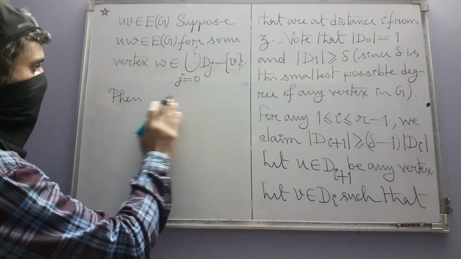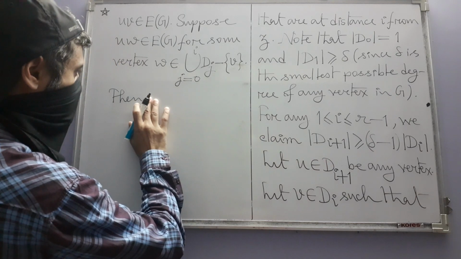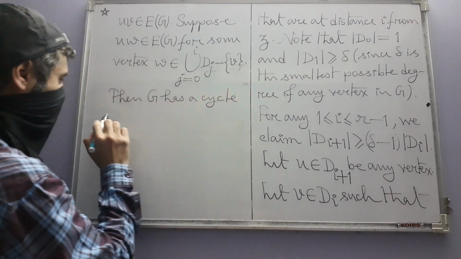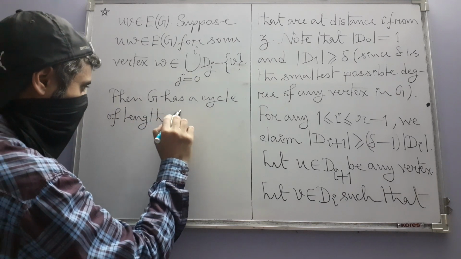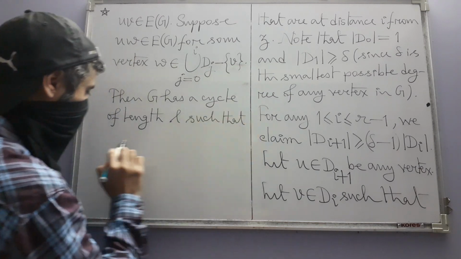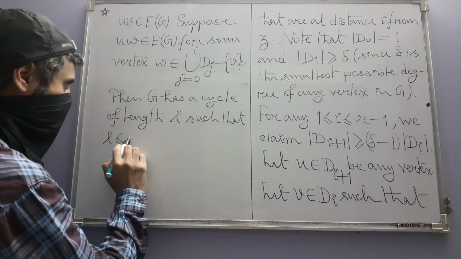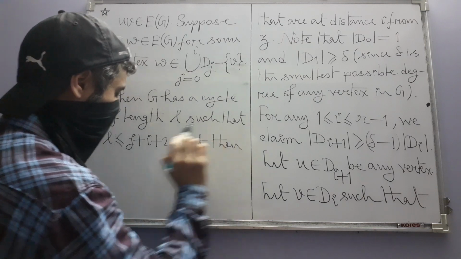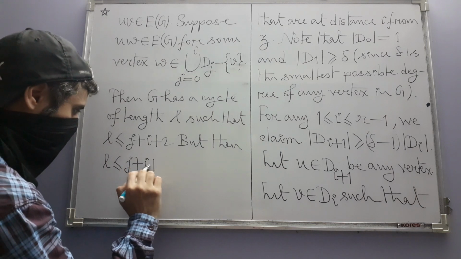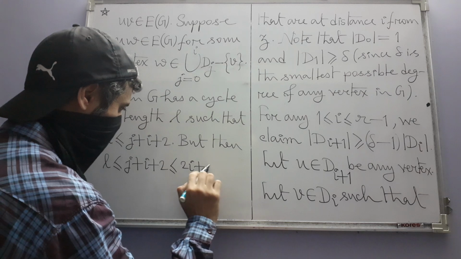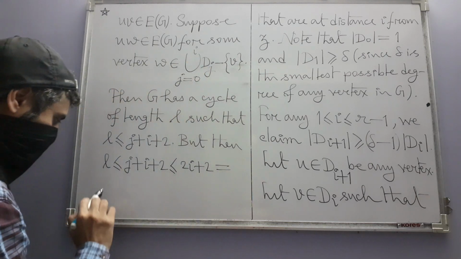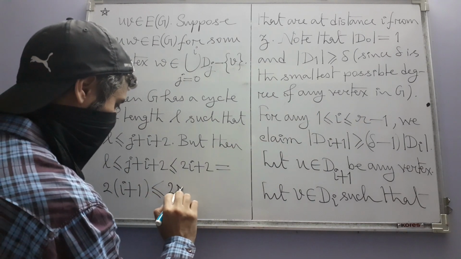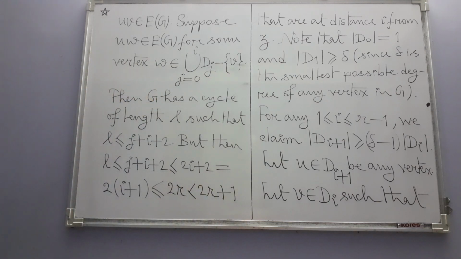Then you see how directly we are going to bypass all those things, all those explanations, and simply write then: G has a cycle of length L such that L is less than or equal to j plus i plus 2, but then which is less than or equal to 2i plus 2, because j is at most i, that is equal to 2 times (i plus 1), but i plus 1 is less than or equal to r. Okay, and this is equal to g.